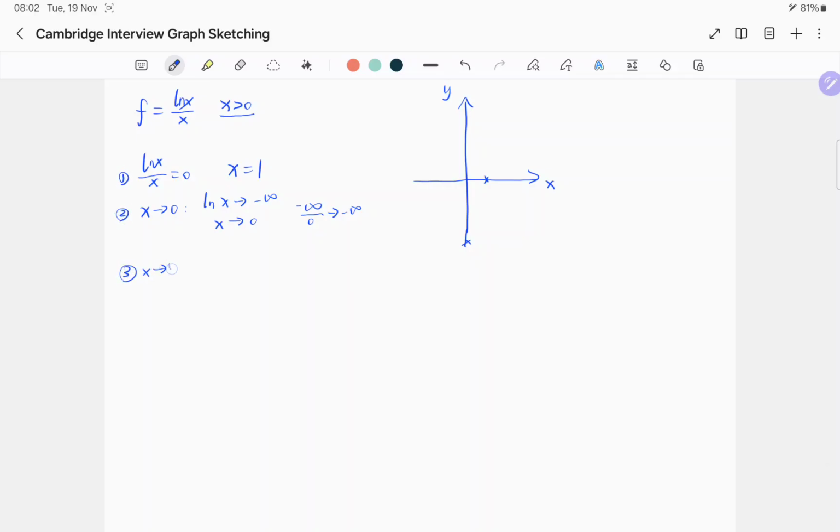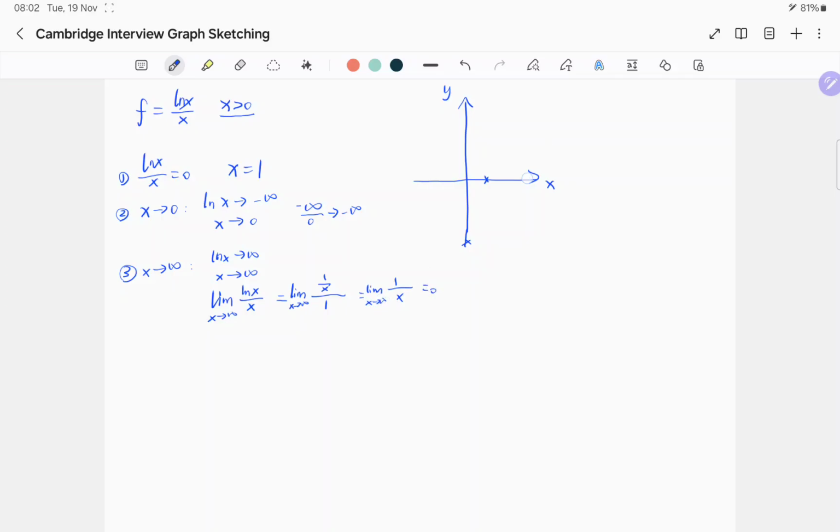when x approaches positive infinity, what is its value? Well, ln x approaches infinity, and x also approaches infinity. So now we will use L'Hopital's rule. Ln x over x, the limit when x approaches infinity, is equal to, we take the derivative of both. Well, this one is 1 divided by x, and when x approaches infinity, it is 0, right?